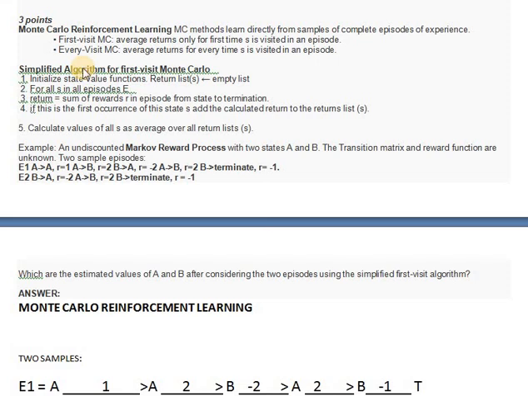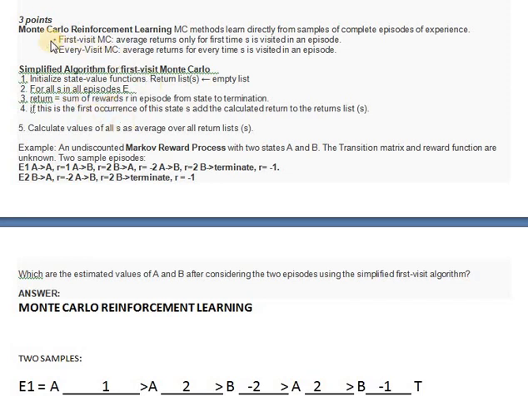Hi all, today I'm going to brief about a Monte Carlo reinforcement learning algorithm with a combination of Markov reward process. This is a question based under the NPTEL machine learning course. Here they have already given the Monte Carlo first visit algorithm steps.